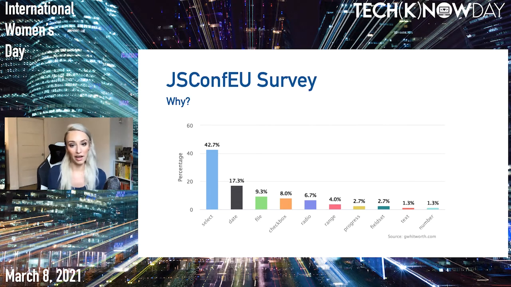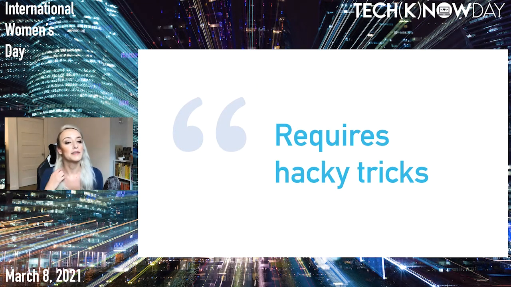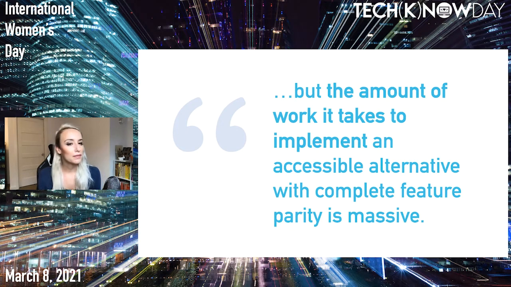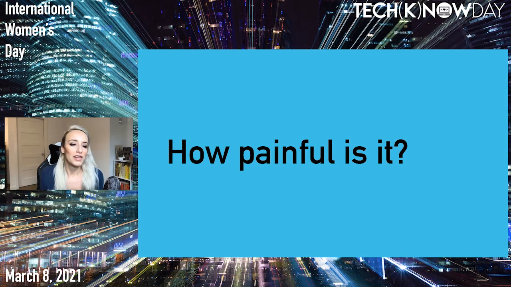And then he asked why, and these were some of the responses that he got. Select requires hacky tricks, can't style option elements at all to the extent we need to, but the amount of work it takes to implement an accessible alternative with complete feature parity is massive. And I can just feel the pain just oozing out of this response. And so this prompted me to ask my own question. I wanted to know how painful it actually is.